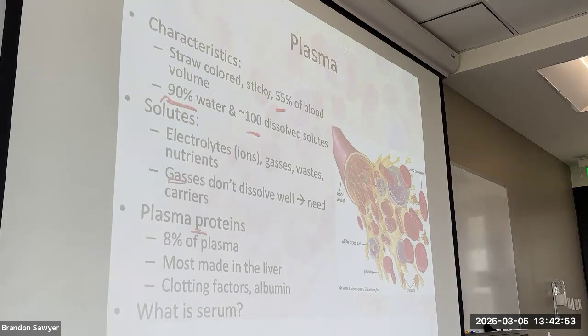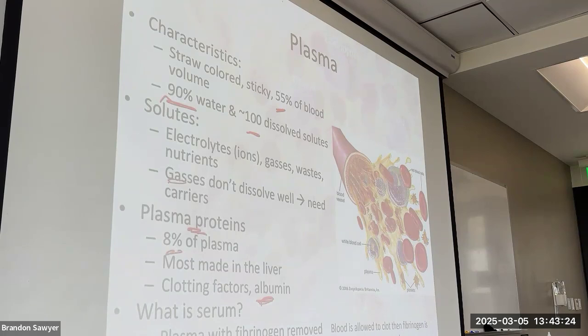And then we have plasma proteins. This is about 8% of our plasma. Almost all of these are made in the liver. Our main one, the most abundant, is called albumin. But then we also have all the things that have to do with blood clotting. Okay, so clotting factors. We'll talk about that next TBL day, blood clotting. There's a bunch of proteins just floating around in our blood all the time, and all it takes is for them to be activated, and that starts the blood clotting process.